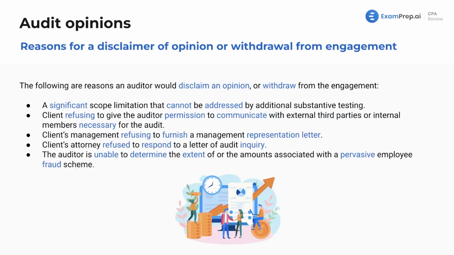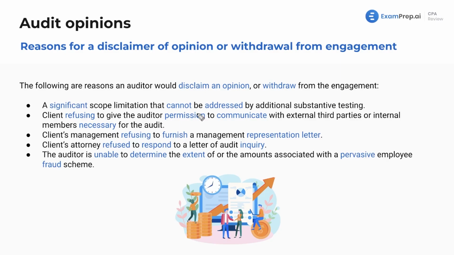Let's talk about reasons for a disclaimer of opinion or withdrawing from the engagement as a whole, just getting the heck out of there. The following reasons are those that an auditor would use to disclaim an opinion or withdraw from the engagement. So if you have a significant scope limitation that cannot be addressed by additional substantive testing. So we'll see a lot of times, and throughout the exam we've seen, if there's a scope limitation, first step is to try to get around it.